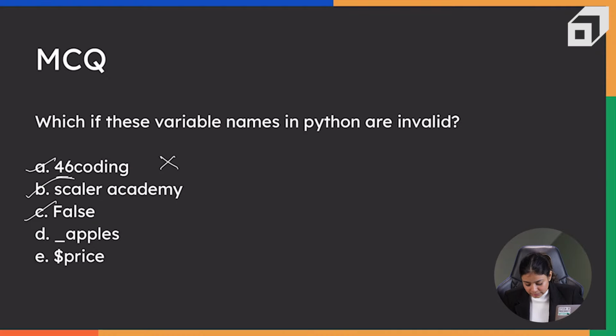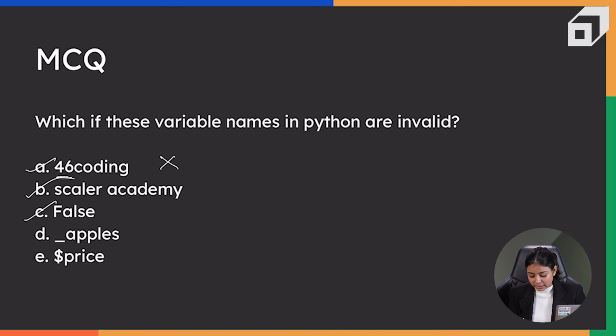The third one, again, we can see this clearly, False. This is a reserved keyword in Python. So you cannot create a variable name as False. D, underscore apples. Is this a valid one? Yes, this is a valid one. Why? Because we're allowed to have an underscore as the first character. We're not allowed to have digits, but we're allowed to have underscores. And lastly, E. Again, this is invalid. Why? Because of these special characters. We cannot have any special character except underscore in our variable names. So make sure to follow these naming conventions whenever we're creating variables in Python.